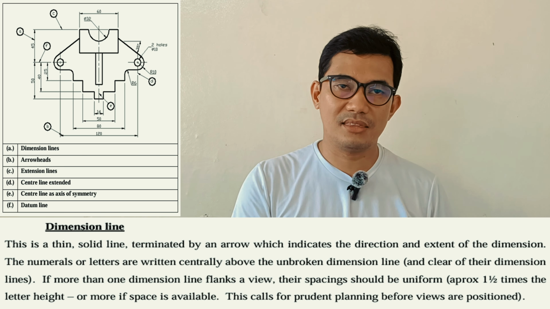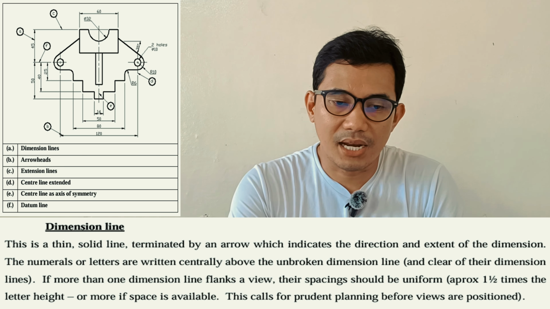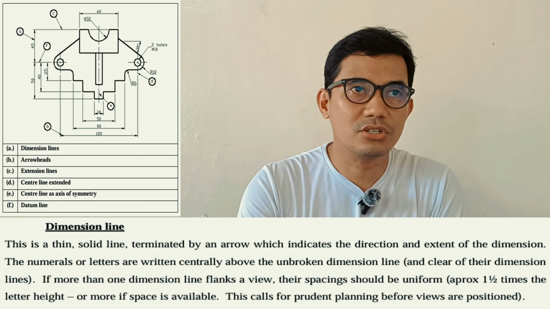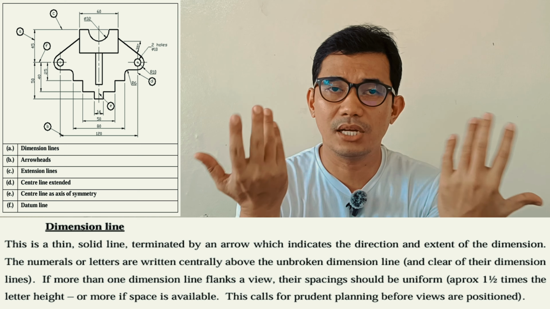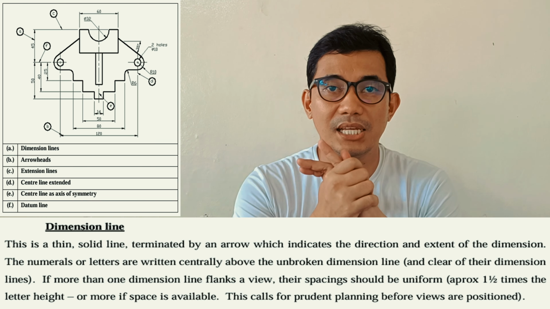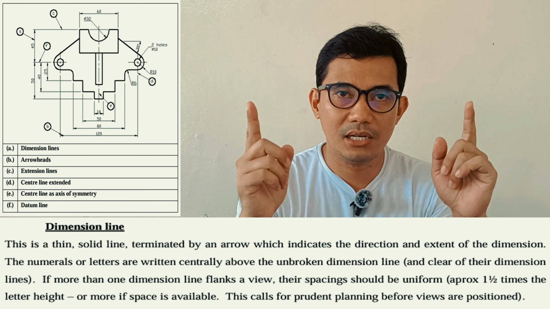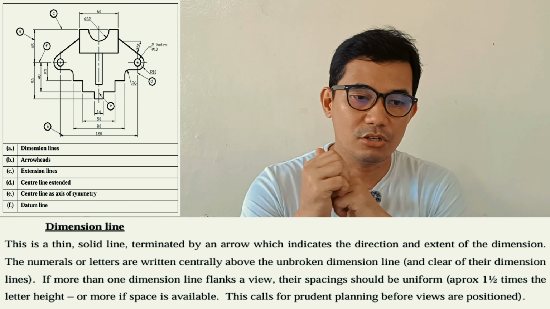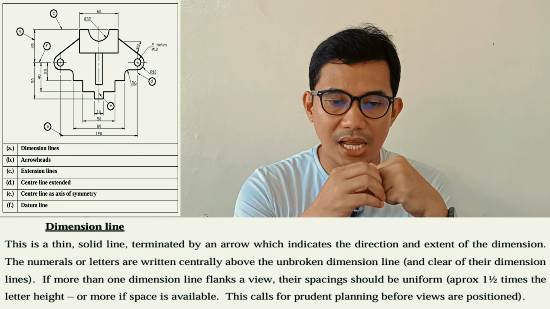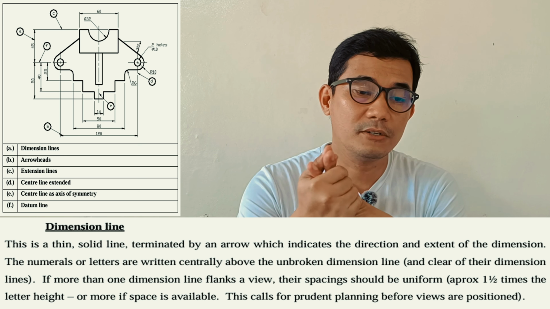Dimension line, this is a thin, solid line terminated by an arrow which indicates the direction and extent of the dimension. So, kanang dimension line, nag-end na siya arrow. Although, naa nay practices karon nga, dili arrow ang gigamit at the end-to-end of the dimension lines. Now, the numerals or letters are written centrally above the unbroken dimension line and clear of their dimension lines.